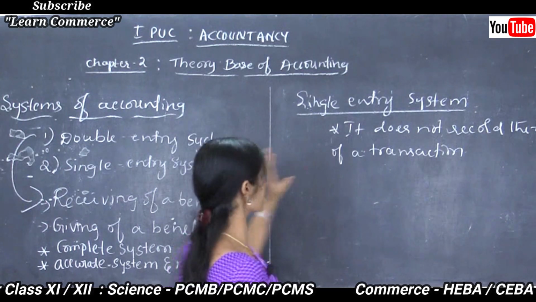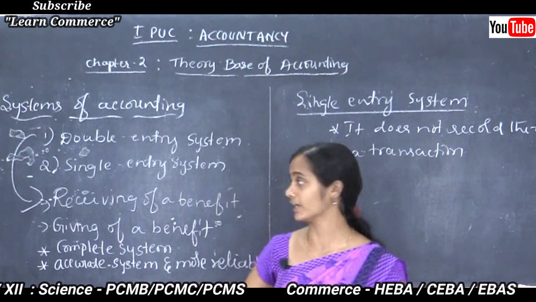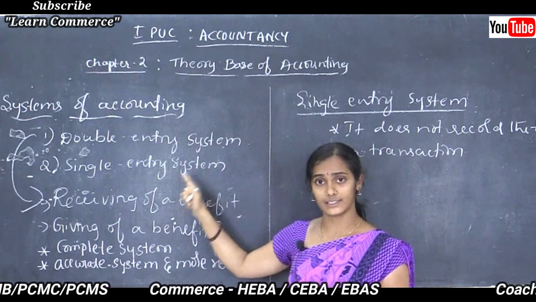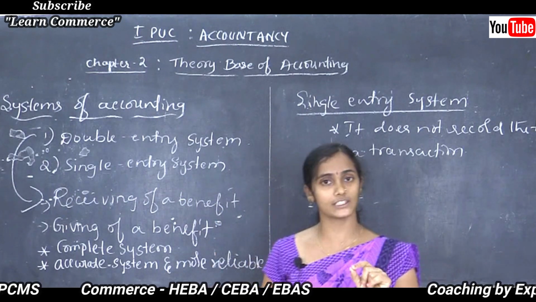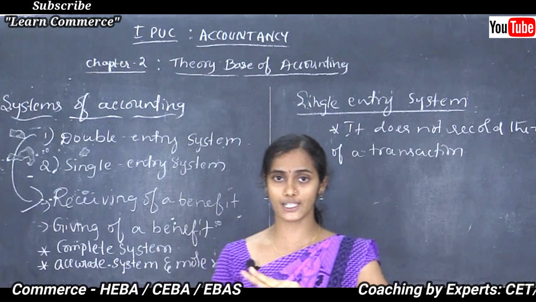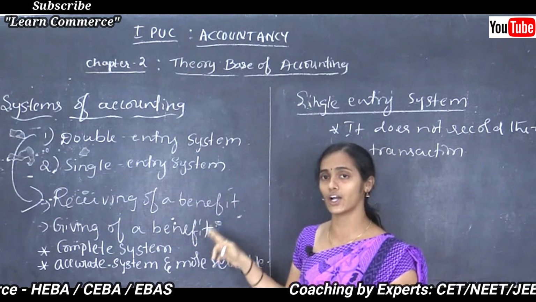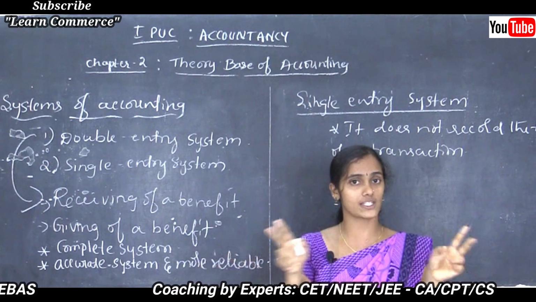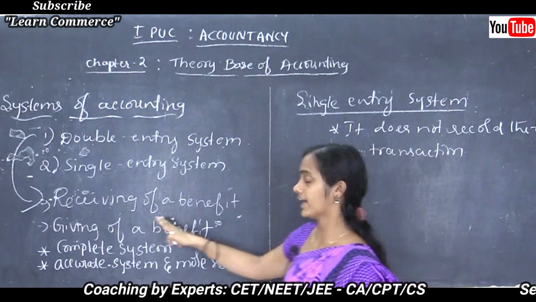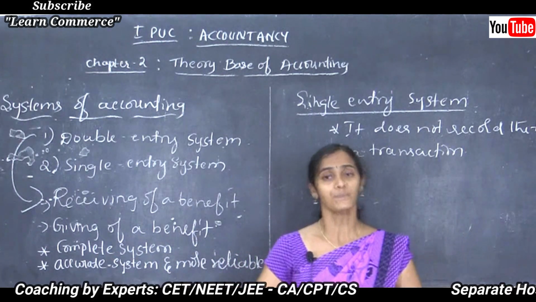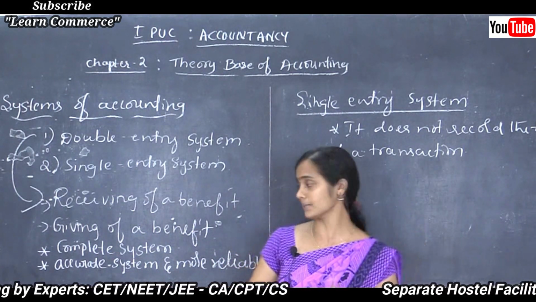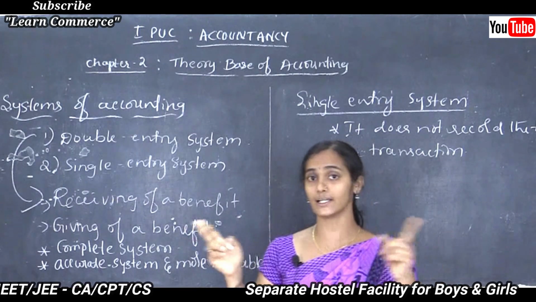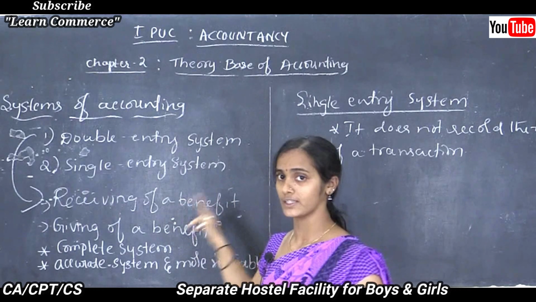So, the double entry system and single entry system of accounting. According to the double entry system of accounting, this system follows the principle of dual aspect, two-fold effect, meaning each and every transaction should be recorded in two different places, because it affects two different accounts: accurate system, inaccurate system, complete system, incomplete system. It is more reliable, it is less reliable. So this is a comparison of these two.